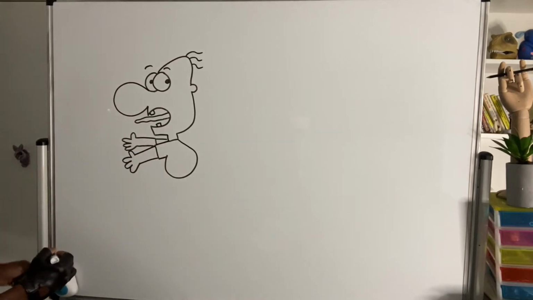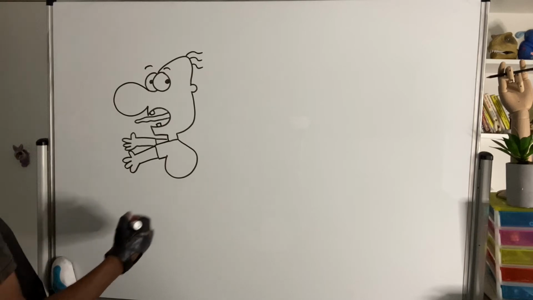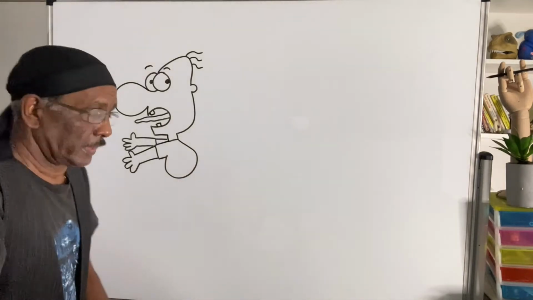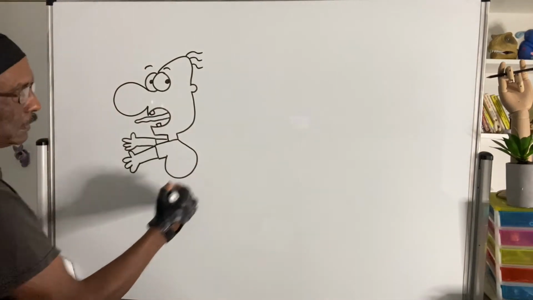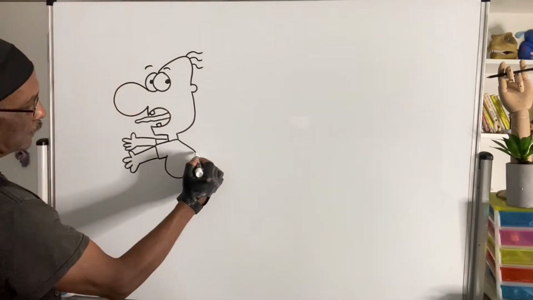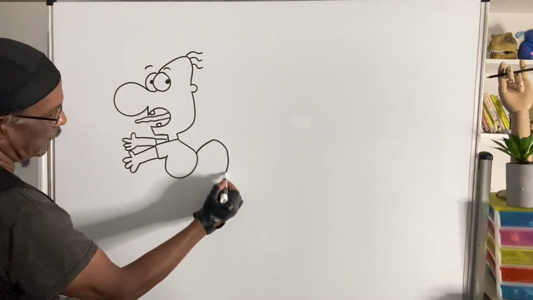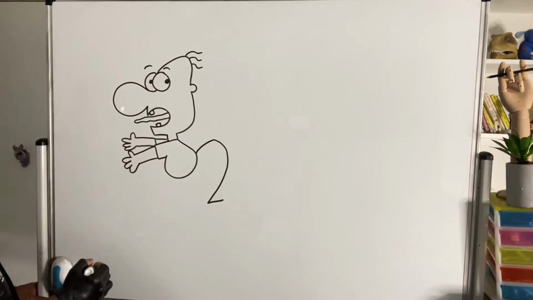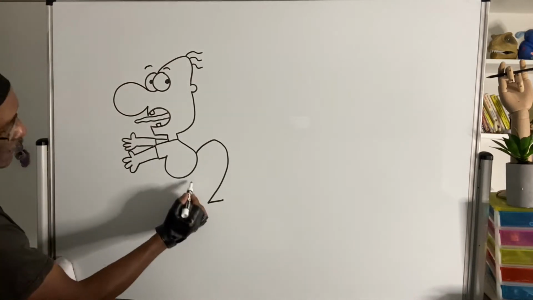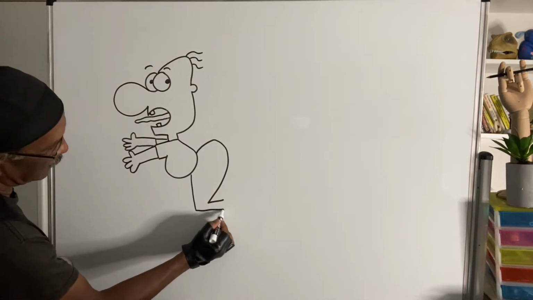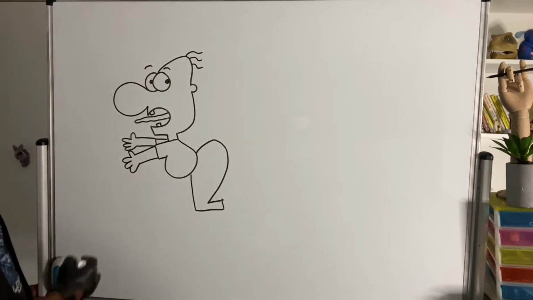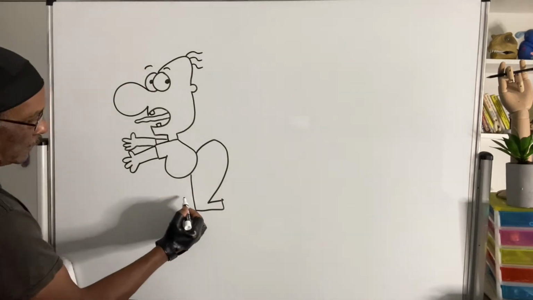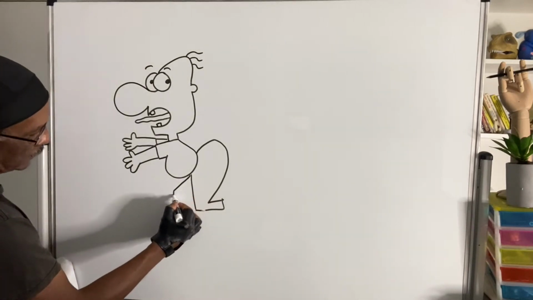All right. Okay, we got the head, we got the body. Now the bottom part. I think he had a big butt. Yeah, he had a pretty big butt. So draw a big butt there, like a number 2. And then one line down this way and that way. And we got one leg done. He's running, right? And the other leg down this way.